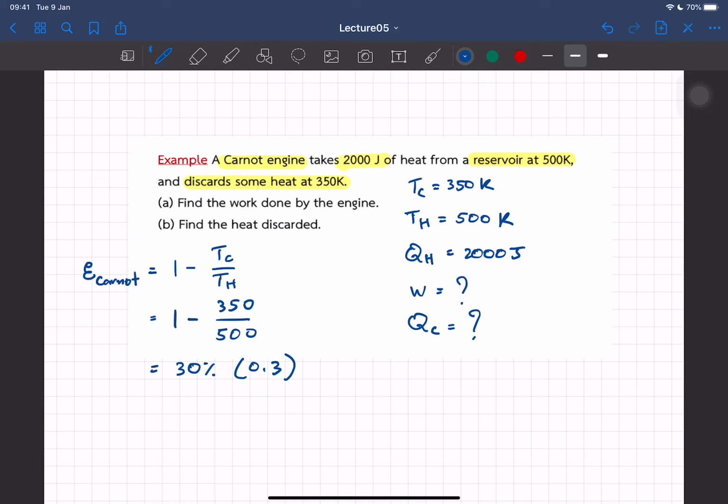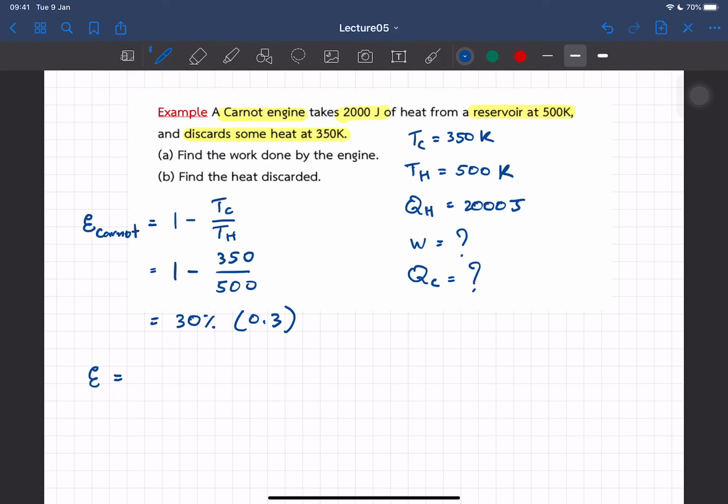All right, so once we have this, the next thing is pretty straightforward, because remember what is the efficiency by definition? The efficiency by definition for any engine is W, divided by what we pay, which is QH, right? And that's what we try to find, right? Because we want W, and QH is given to be 2000. And then we also know that the efficiency of this engine is 30%, which is 0.3. So solving this gives you the work done as 600 joules.